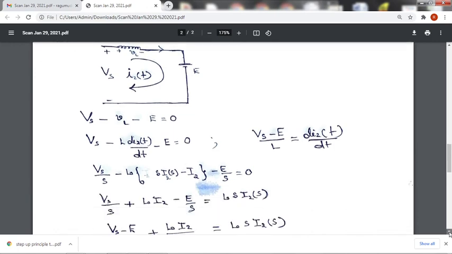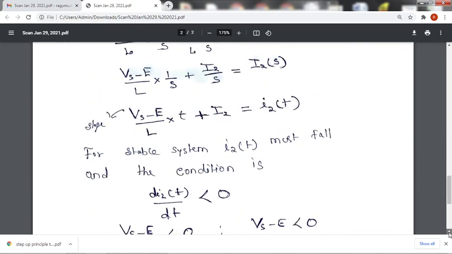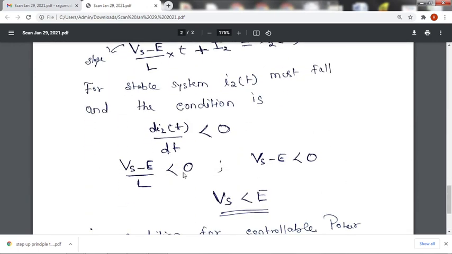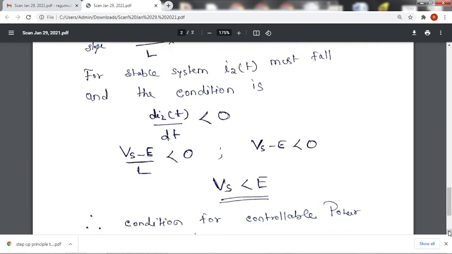Meaning Vs minus E by L should be less than 0. So Vs minus E should be less than 0. So Vs should be less than E.